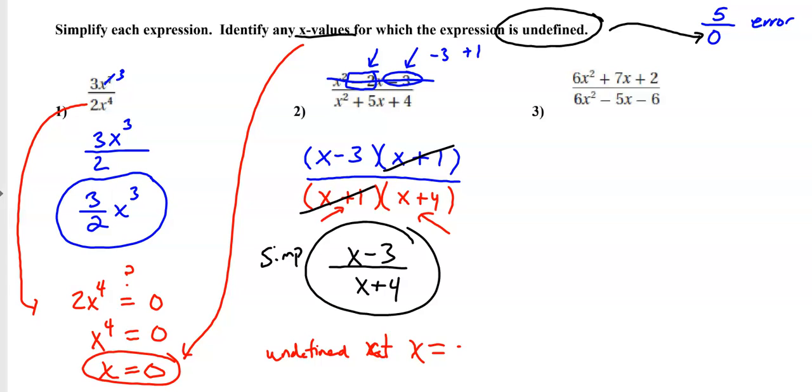If x is -1 or if x is -4, that function is going to be undefined and I'm going to get a 0 on the bottom. So this is kind of the second part of our answer, is identifying where it's undefined. All right, we go on to the next one.